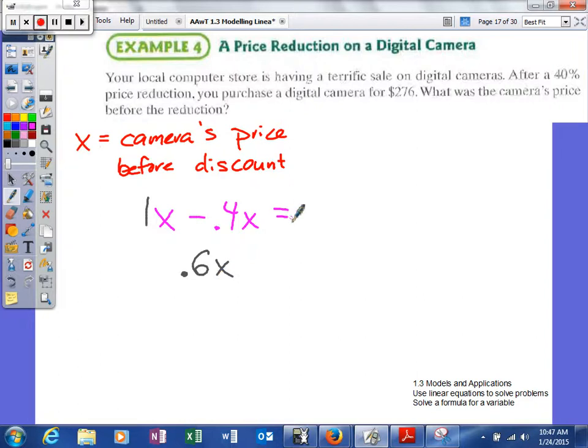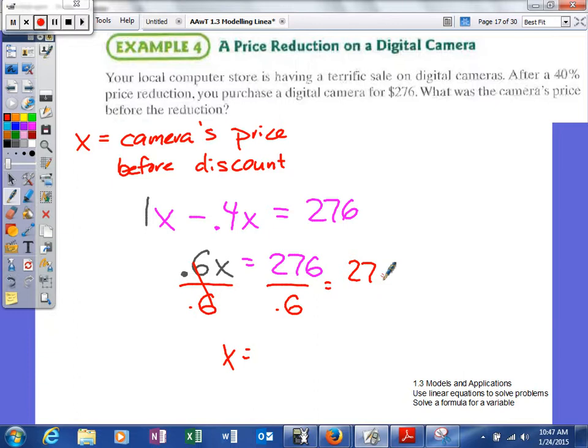So to finish up our equation, we know that after the discount we paid this, and what we're trying to do is figure out how much we originally started with. Alright, so we'll divide by 0.6 on both sides. When you do that, that's going to cancel. Again, dividing by a decimal, so we'll say 276.0 over 0.6 is equivalent to 2760 over 6. So that's a little bit easier for us. 6 will go into 27 4 times, I believe, and that'll leave me 36. So what I got from my problem is that little camera cost $460 originally.